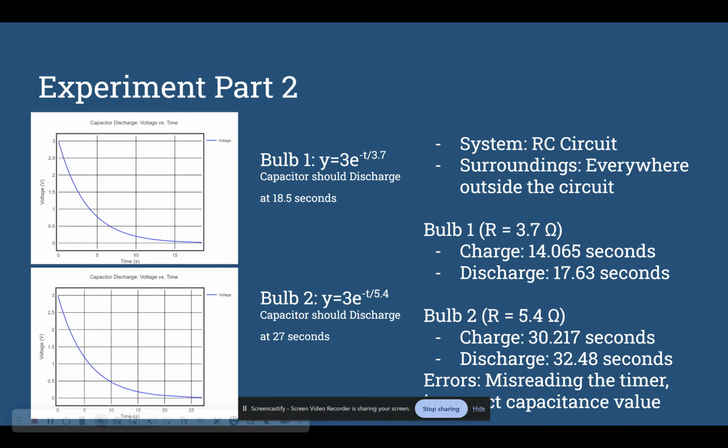So for the first bulb, we used a 3.7 ohm resistor, and we found that it charged at about 14 seconds and discharged at about 17 seconds. This was pretty close to the predicted value, which we can see over here, and that is at 18.5 seconds. When we do the same for the second bulb, we see that it's pretty close to the predicted value again. So any errors could have been misreading the timer or just having an incorrect capacitance value.